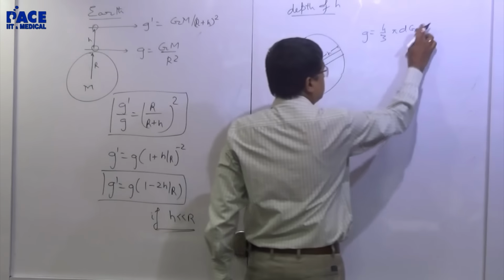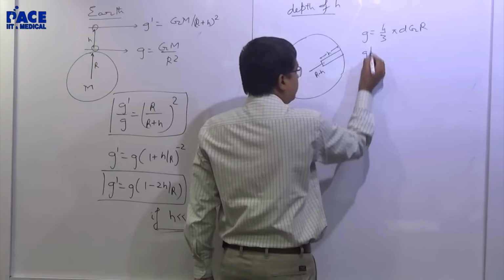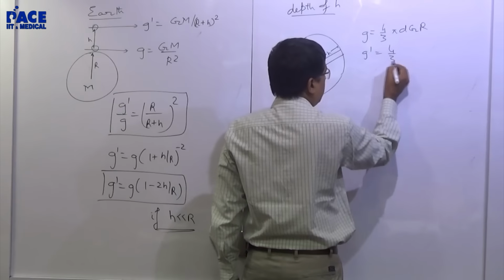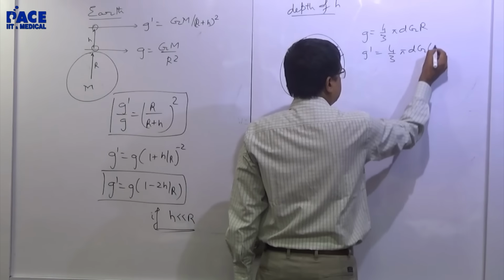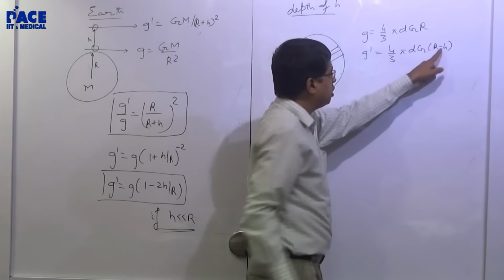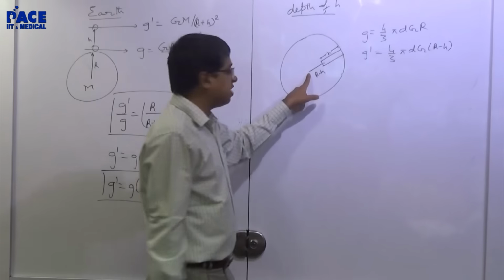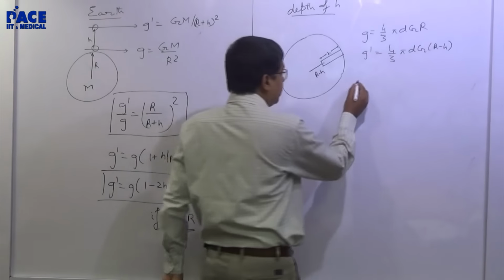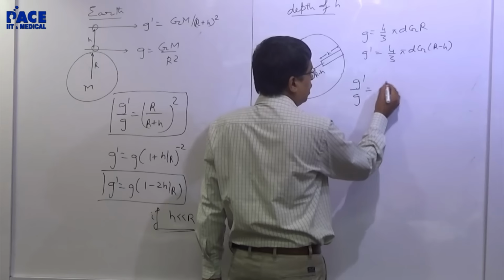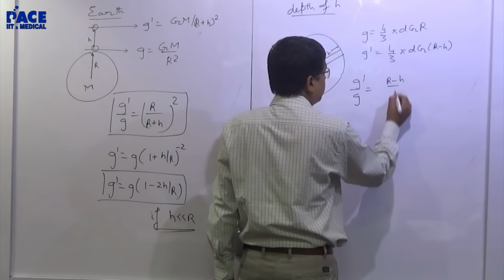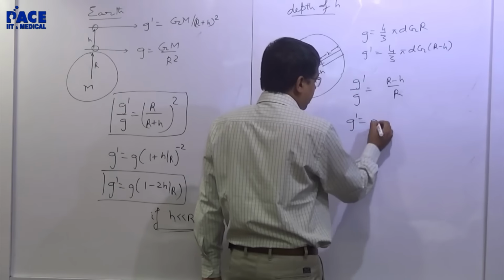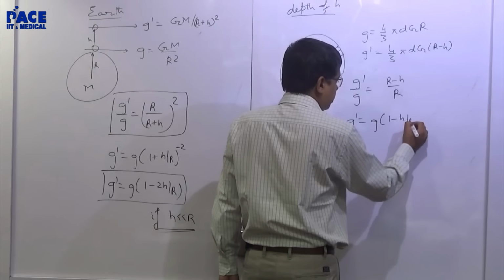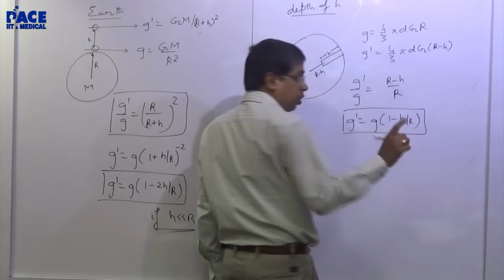Now on the surface, this is capital R. G dash inside is 4 by 3 pi d G times (capital R minus h). Small r is the distance from the center of earth. G dash by G will be (R minus h) by R. G dash is G into (1 minus h by R) without any approximations.